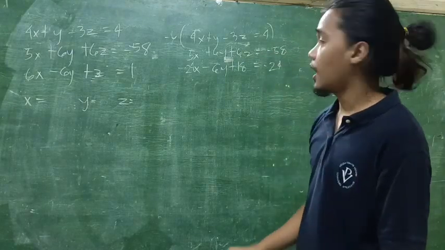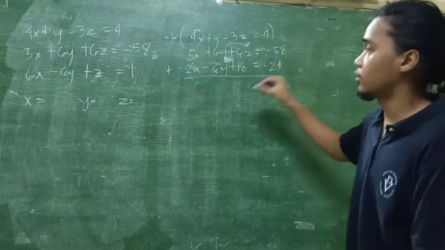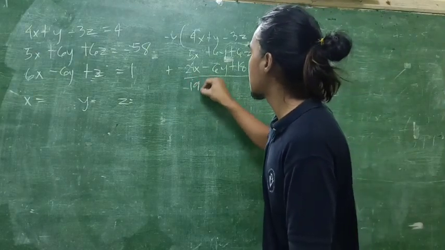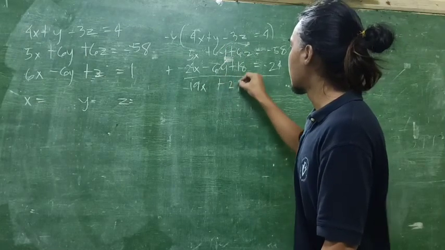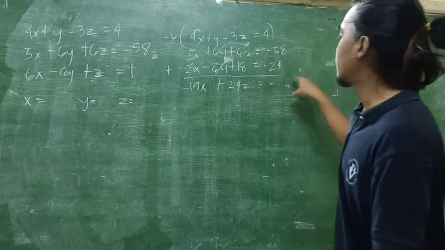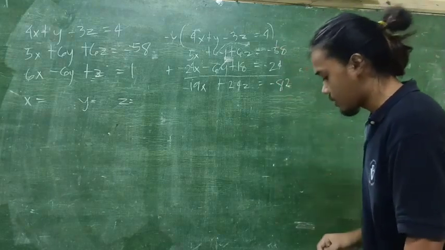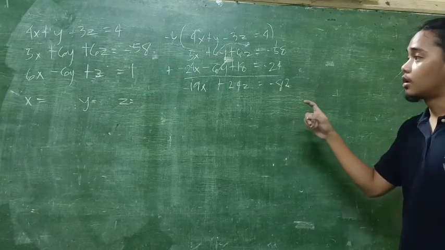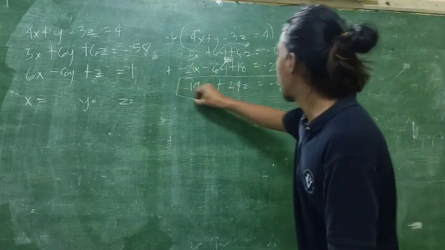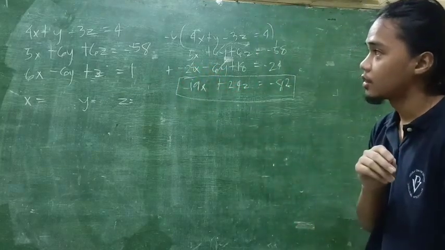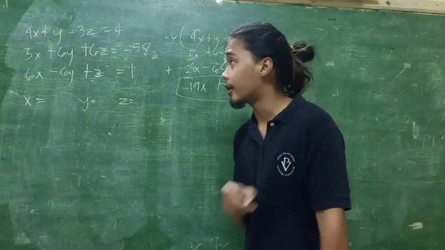So add the two equations. What we have left is -19x, cancel the 6y, plus 24z equals negative 82. So we have this. Note that we have to keep this equation because we will be using it later. Then choose again a different pair of equations.